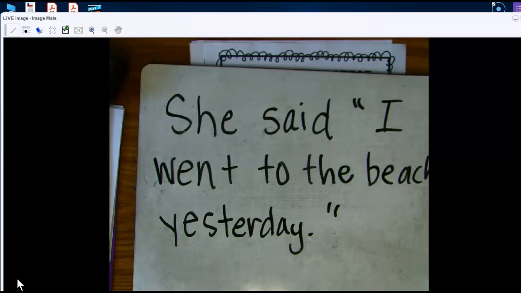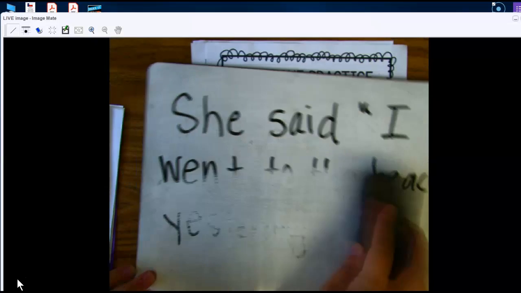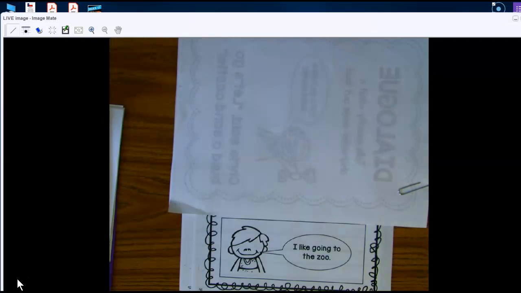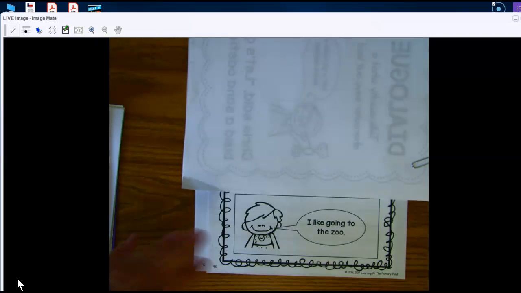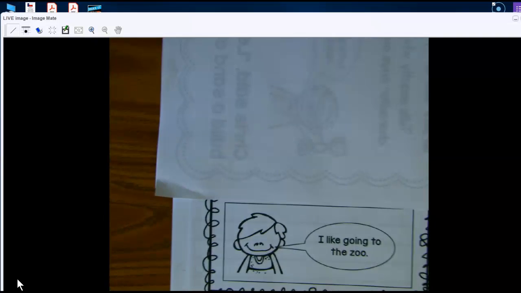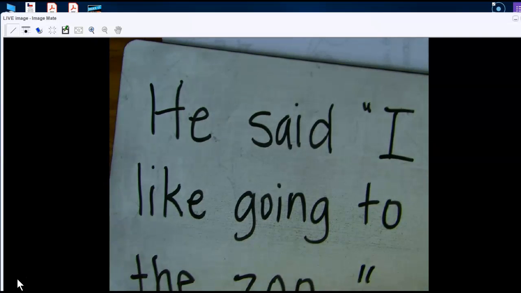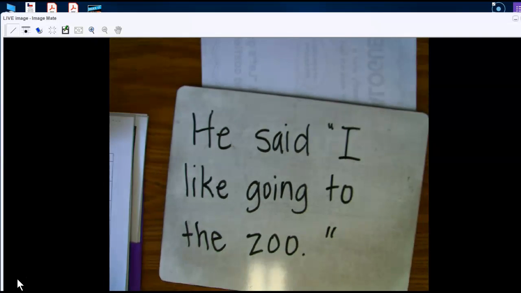Okay, erase. One more. All right, last one. It's a boy. I like going to the zoo. He said, "I like going to the zoo." Okay, check yours. Don't erase yet, though. Check yours. He said, "I like going to the zoo."